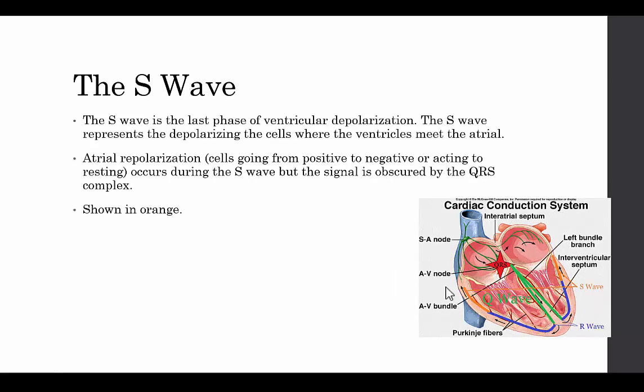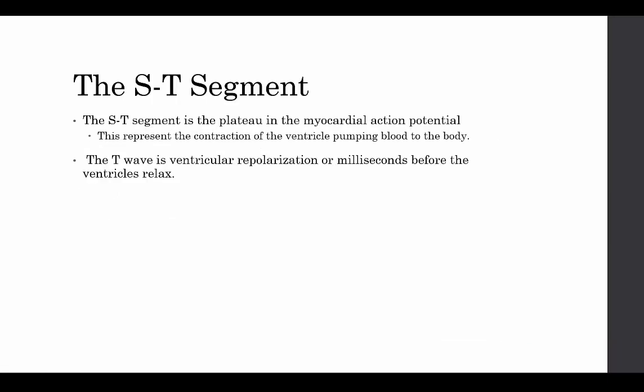The S wave is the last phase of ventricular depolarization. The S wave represents the depolarizing of the cells where the ventricles and the atria meet. So right in this area right here, you can see it in orange. It's hidden by the QRS complex, but this is where the atria begin to repolarize, and then shortly after, within 100 milliseconds, the atria will actually relax during the QRS complex.